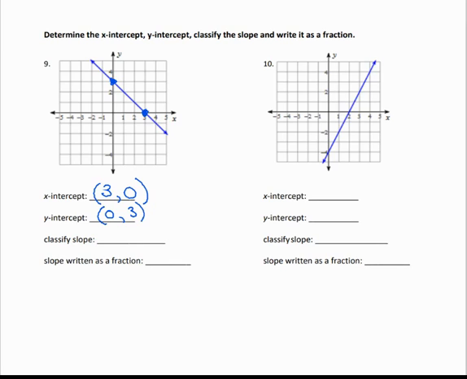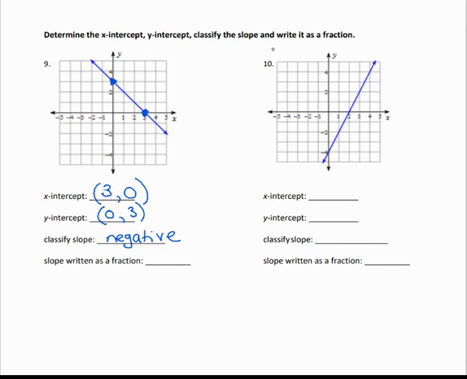Now, when I classify the slope, that's with the vocabulary: positive, negative, 0, or undefined. So what is that line doing? Is it going up or down? Down, right. We read left to right. So it is negative. Which means when I write my slope, I better have a negative answer.